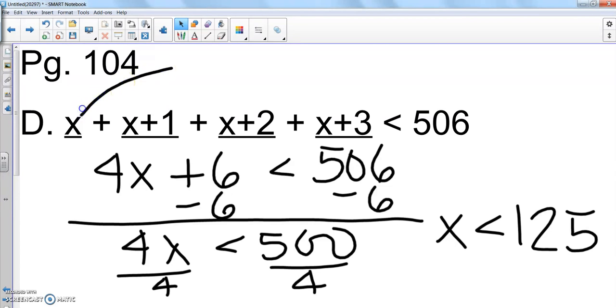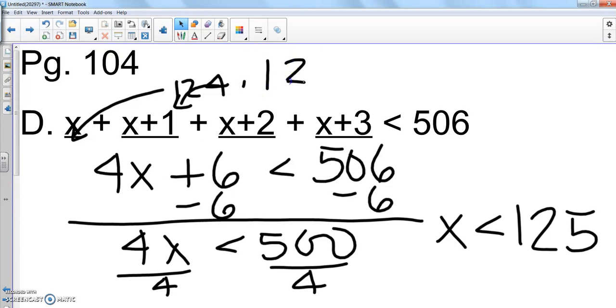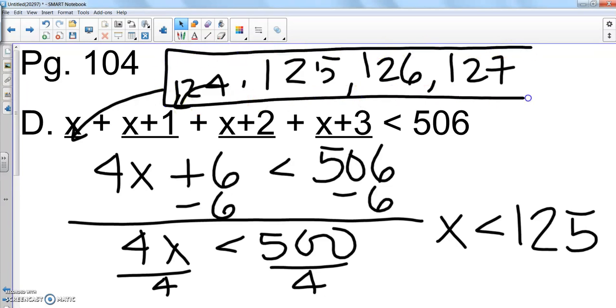So my first number would be 124 because it has to be less than 125. So the second one would be what? 125. The next one would be 126. And the next one would be 127. So I bet if you add 124, 125, 126, and 127, it's less than 506.